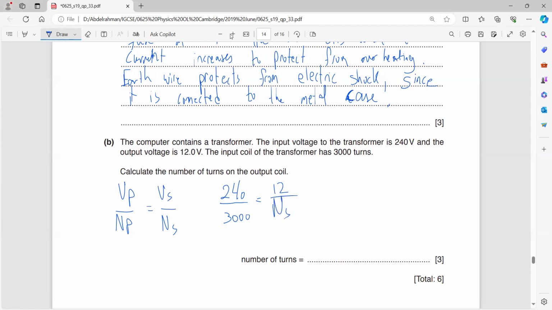Yes. NS, cross multiply: 3000 times 12 over 240. This would be 150 turns. Easy. Quite easy.